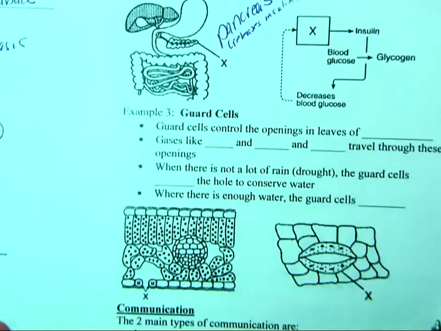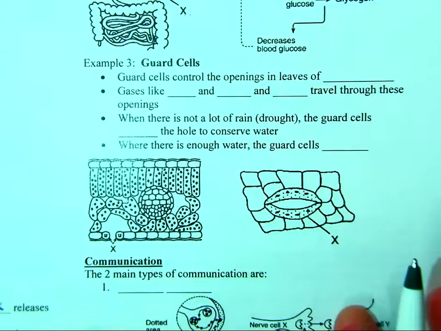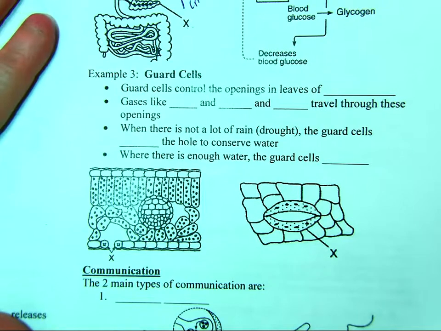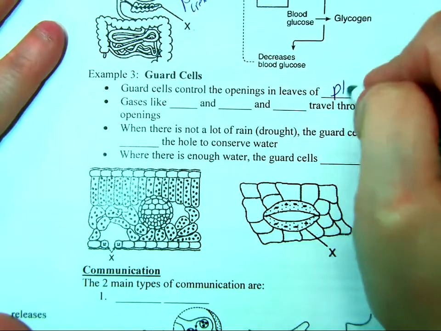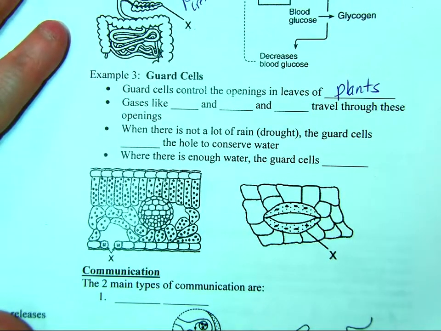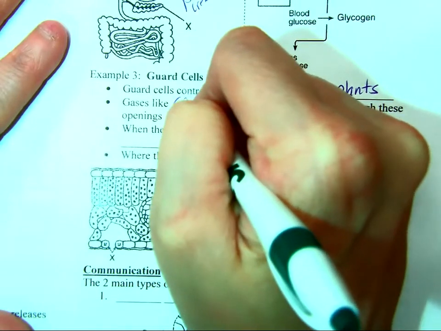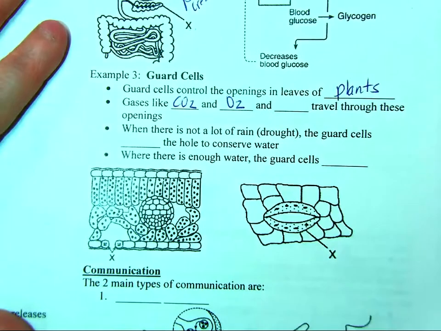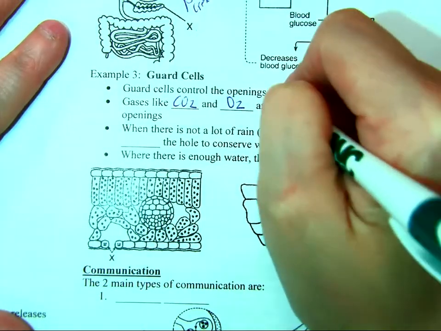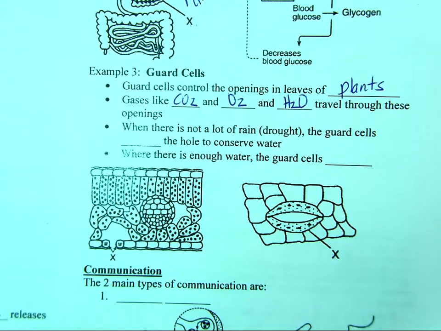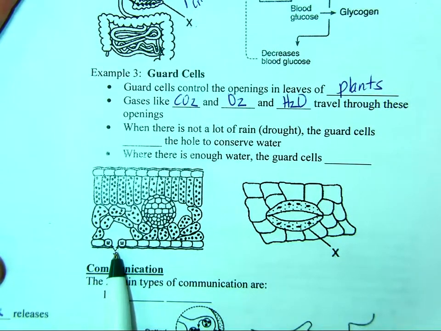And the third example of homeostasis, okay, guard cells, which is in the topic that we're in right now. Guard cells control the openings in leaves of plants. We do not have guard cells. We do not have these stomates. There are several gases, specifically carbon dioxide that goes in, oxygen that comes out, and water vapor that travels both in and out of these openings. And they're usually located, if you take a look here at the bottom picture, at the bottom side of a leaf.